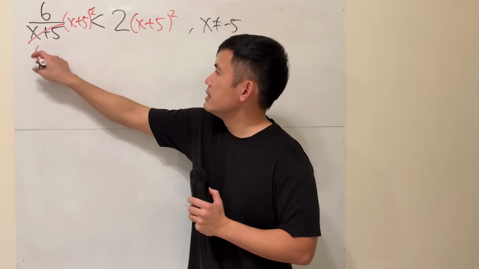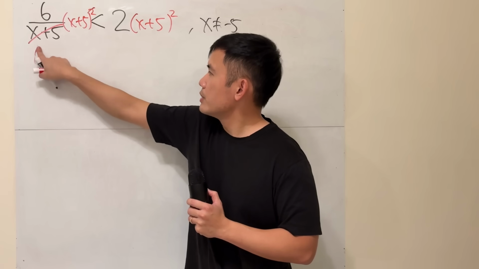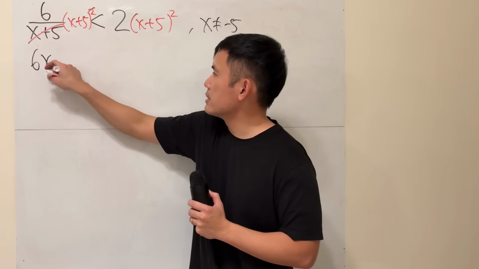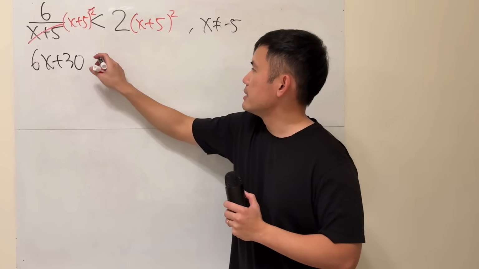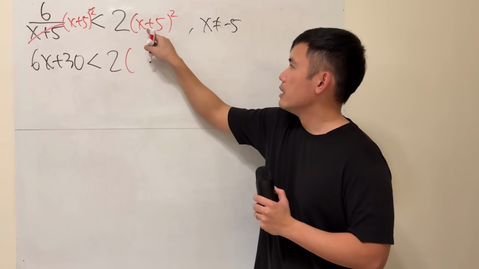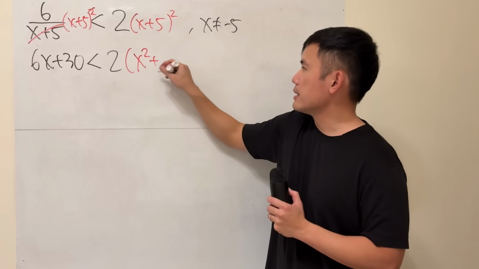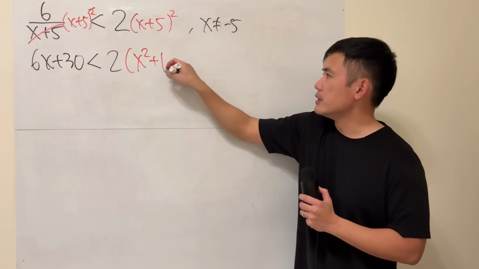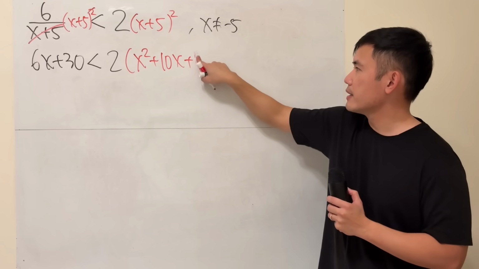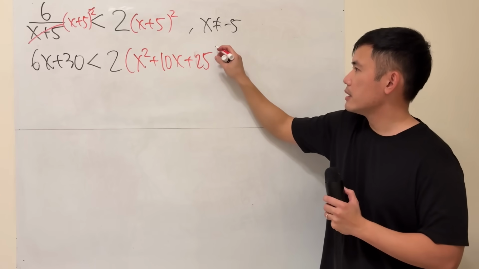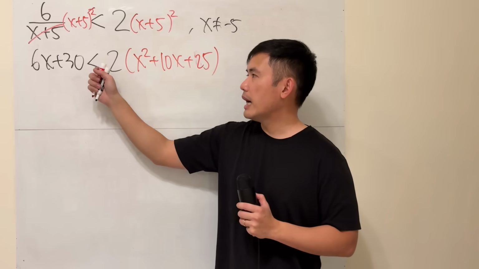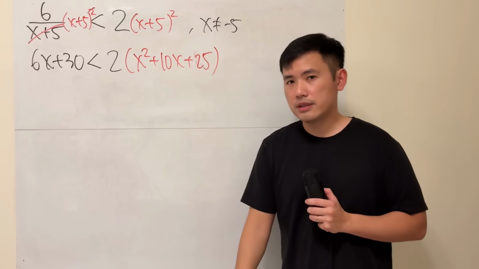We have 6. Let me just write this down. I'm going to distribute it. So 6x plus 30, and that is less than 2. And I'm going to multiply this out. X squared plus 2 times this and that, which is 10x, and then 5 squared, which is 25. And because this is never negative, I just have to keep the inequality symbol.